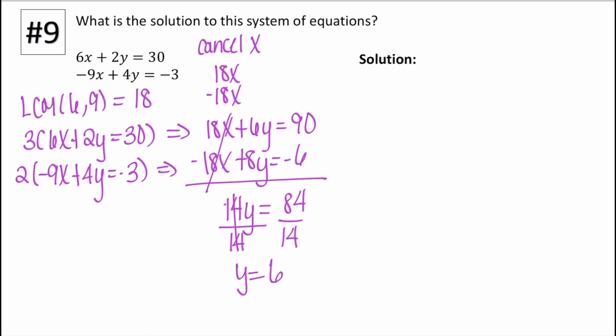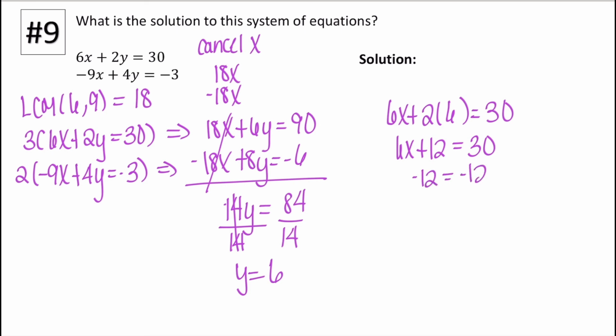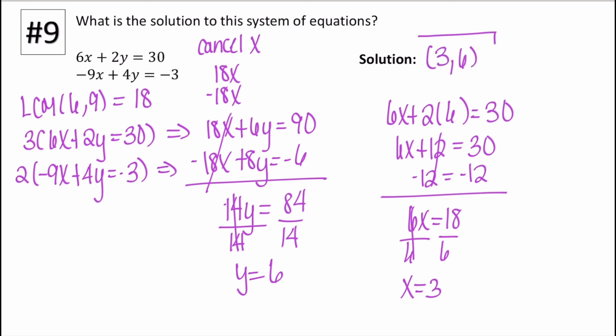Now I need to solve for x. I'm just going to pick the first equation. So I have 6x plus 2 times 6 equals 30, so 6x plus 12 equals 30. Subtract 12 from both sides, which gives me 6x equals 18. Divide both sides by 6, and I have x equals 3. So the solution is (3, 6).